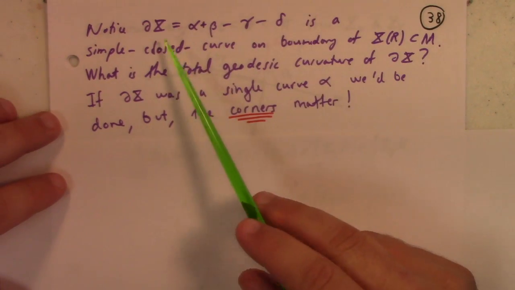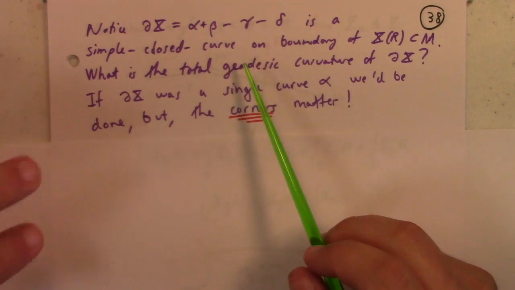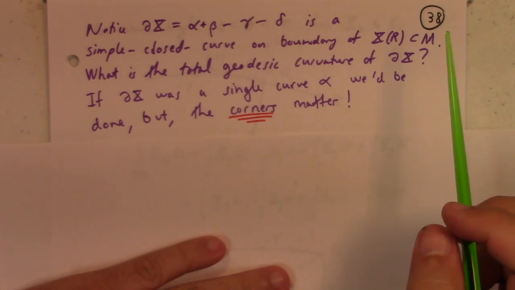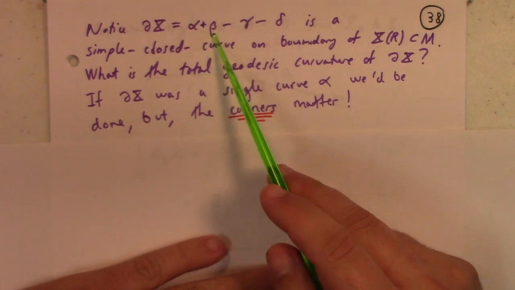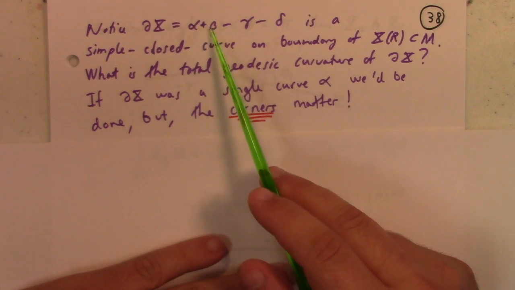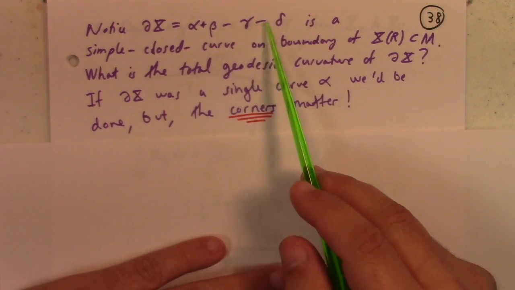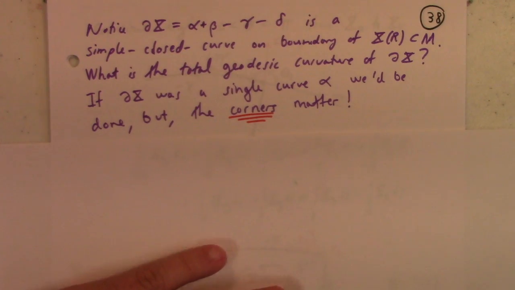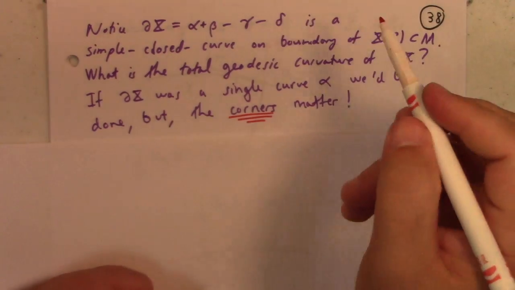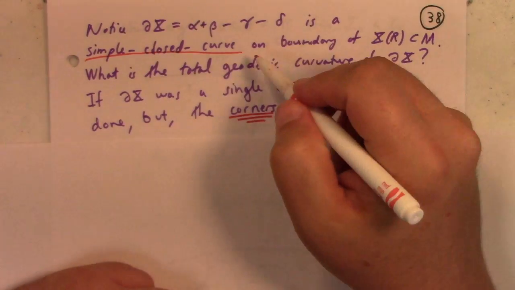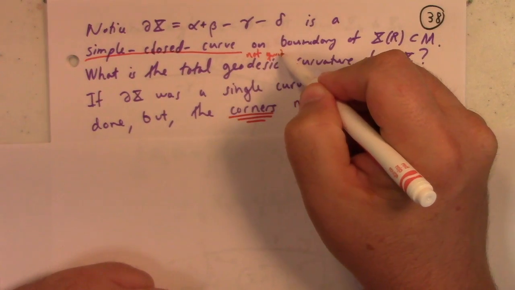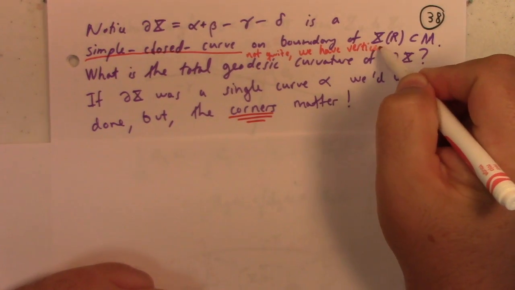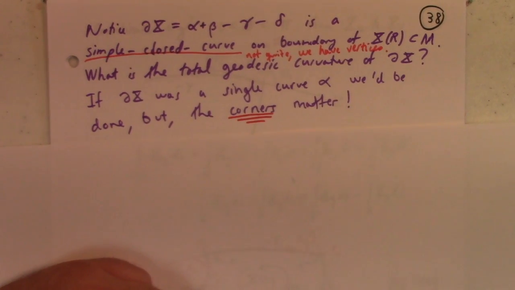So, with that said, alpha plus beta minus gamma minus delta is a simple closed curve on the boundary. Well, not quite accurate. This is the concatenation of these 4 curve segments. Simple closed curve, but it's not, you know, with stopping points, not quite. We have vertices, all right? We have the joining points of the curves.